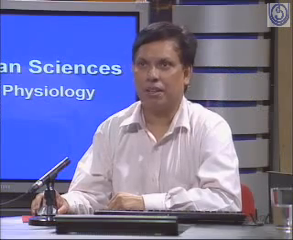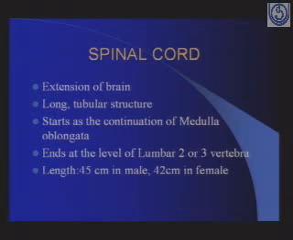The next is the spinal cord. It is an extension of the brain. It is a long tubular structure. It starts as the continuation of the medulla oblongata. It ends at the level of the lumbar second or third vertebra. The length is about 45 cm in male and 42 cm in female. All the peripheral parts of the body get their nerve supply from the spinal cord. That is, the spinal cord is a continuation of the brain. It is a part of the central nervous system.